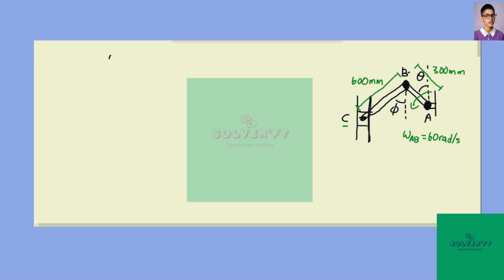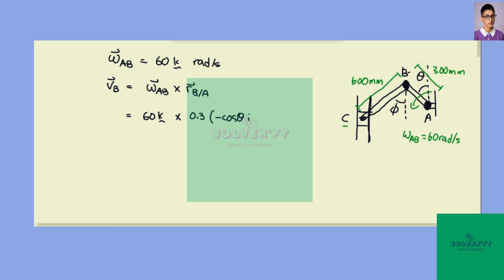Okay, so first we write down what we know. We are given that omega AB is 60k radians per second. So we can find VB. This is equal to omega AB cross r, the position vector of B relative to A. So this is equal to 60k. And from the diagram, the position vector of B relative to A is 0.3 meters times minus cosine theta I plus sine theta J.